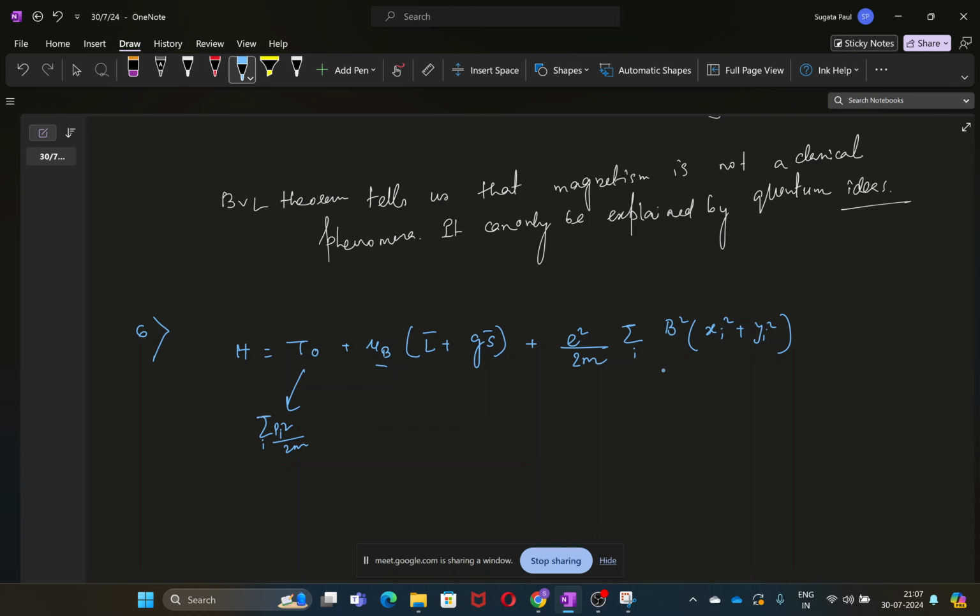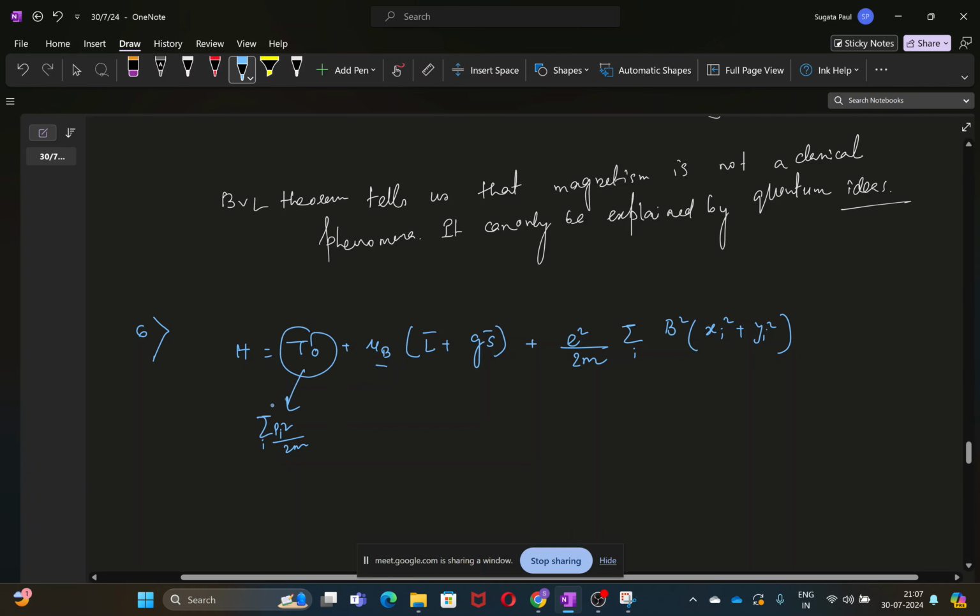Okay, so this is the term. Now this first term is the conventional term of kinetic energy in the Hamiltonian. The second and the third terms are extra, because they involve the magnetic field. You can see that the third term has a magnetic field B, and the second term has the Bohr magneton. Sorry, I missed out another magnetic field factor, the B vector here. So this is the dot product with the B vector.